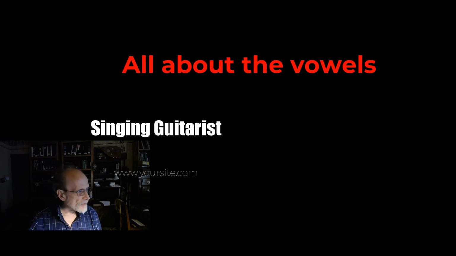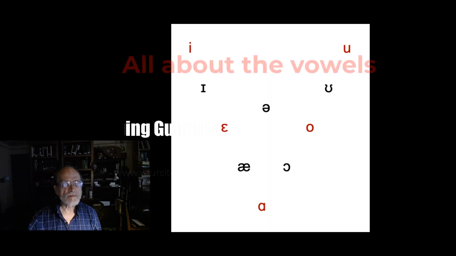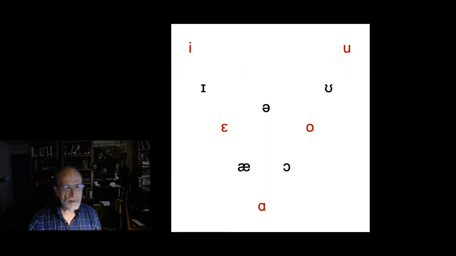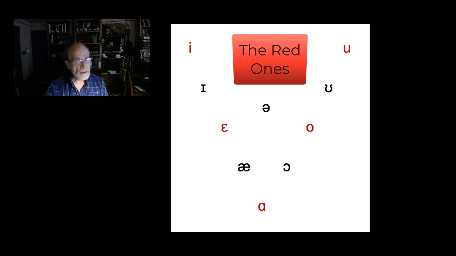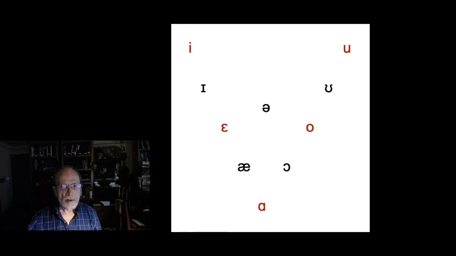You're going to learn about the vowels. Let's see what this is. This is vowels. Look at this, the red ones here. These are the Italian, Latin, Roman, or Spanish vowels. These are the Romance vowels. There's only 5 vowels here. 1, 2, 3, 4, 5.